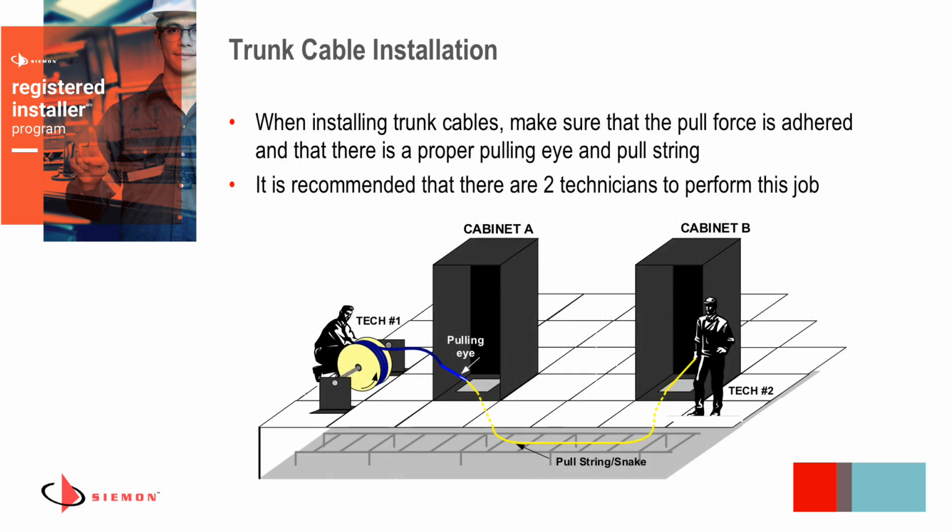Now, typically, pre-terminated trunks are going to be installed within a data center, which is a little bit of a different space than the typical commercial office building. But you still want to make sure that you're adhering to the pull force requirements of that trunk, and that you're using a pulling eye and a pull string like you would for the horizontal cable. In most cases, trunks aren't going to be significantly long in length. They're typically going down perhaps a row of cabinets, but you want to have a minimum of 2 technicians on there, one monitoring from the reel and one actually doing the pulling.